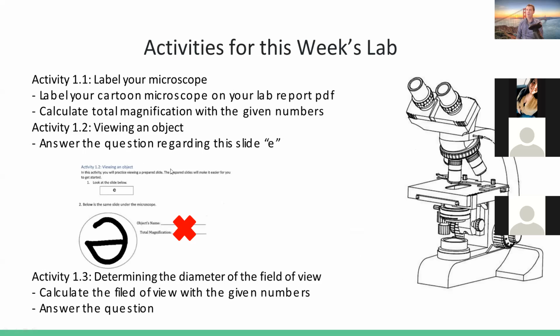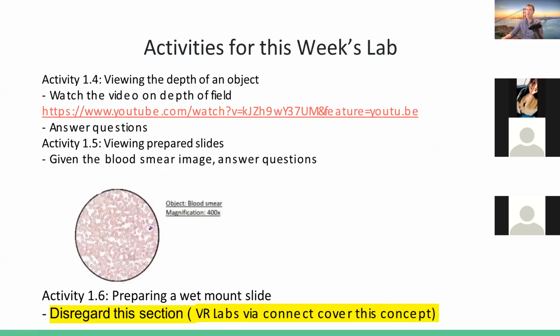Okay, so that's it for the microscopes. So you'll have a couple activities in the lab report. So one, you'll label your microscope. There's a cartoon microscope for you to label there. You'll also calculate the total magnification with the given numbers. The second activity is actually viewing an object. So you'll be looking at the letter E. And you have some questions about that. For the third activity, you'll calculate the field of view with the given numbers and answer some questions. And then there's a couple of videos for you to watch.